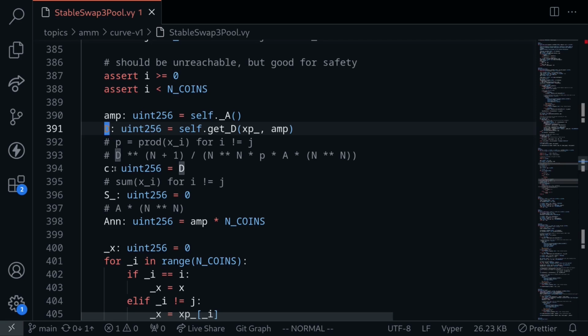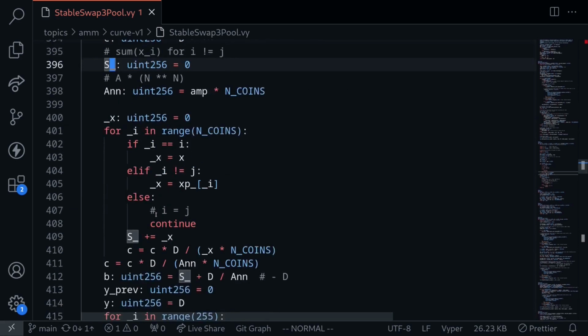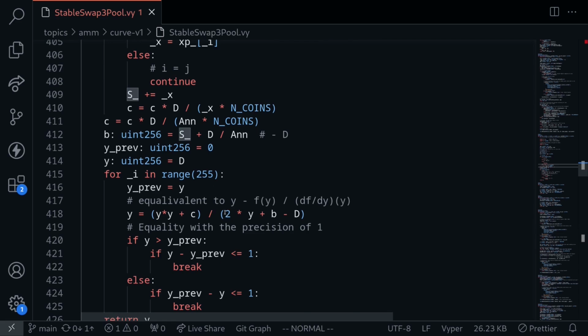And then there are a bunch of variables that are hard to guess what they're used for from their name. You have c, capital S underscore, and then later on in the code you'll see more. Basically, what they're used for is to calculate Newton's method, which we'll come back over here.